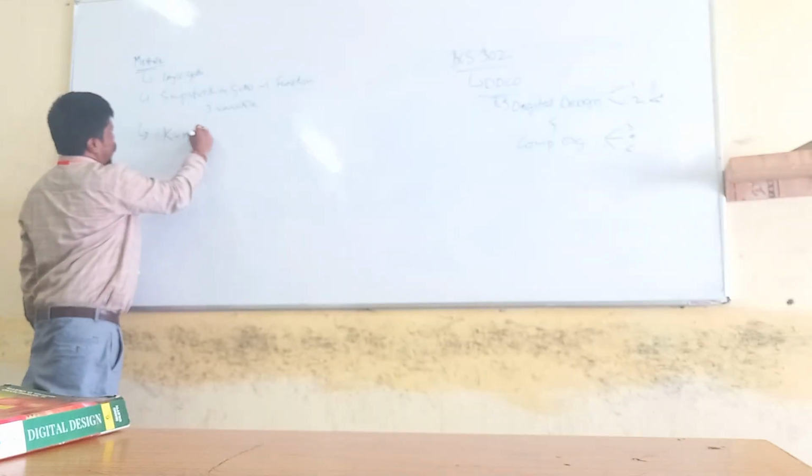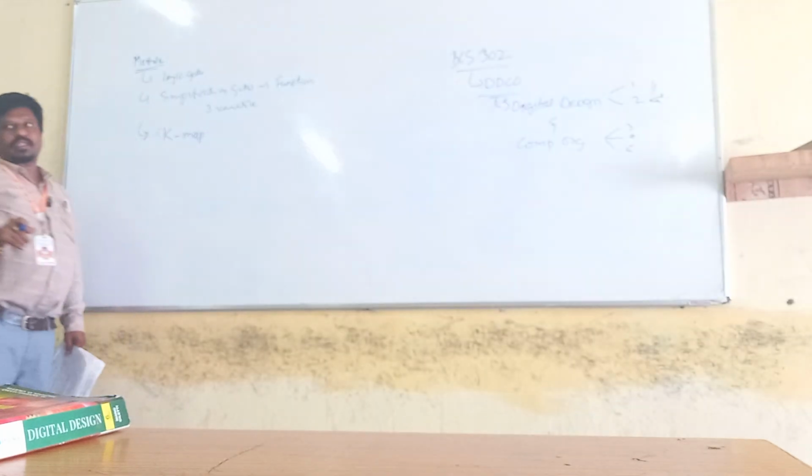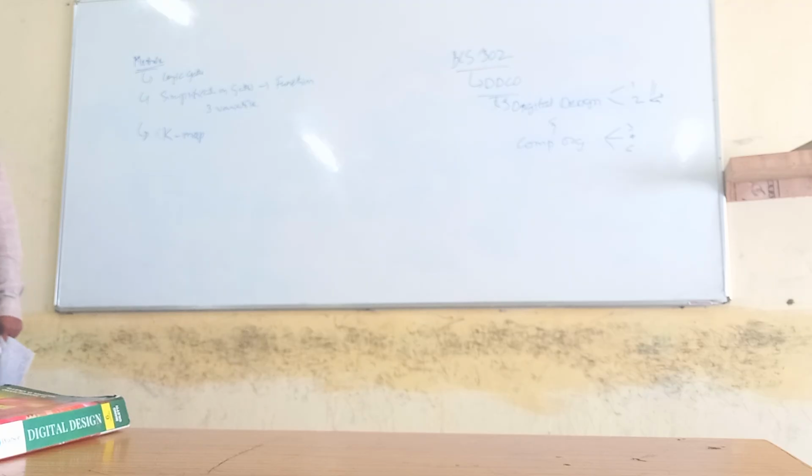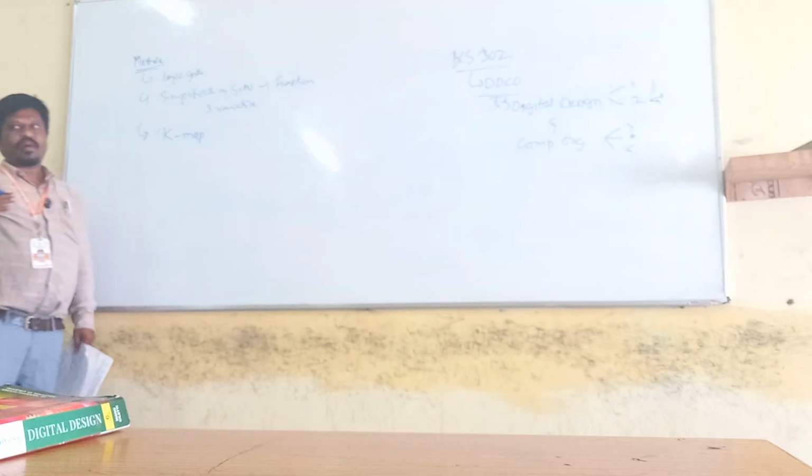K map, Karnaugh map, okay? A K map can simplify Boolean functions up to 6 variables. For more than 6 variables, we can't simplify even with a K map, then we'll go for some alternate techniques. But for your syllabus, we have the 4 variable K map only.